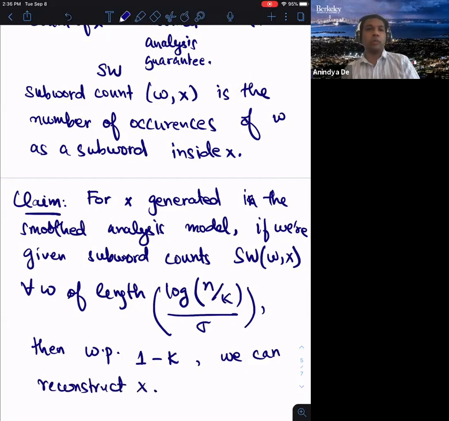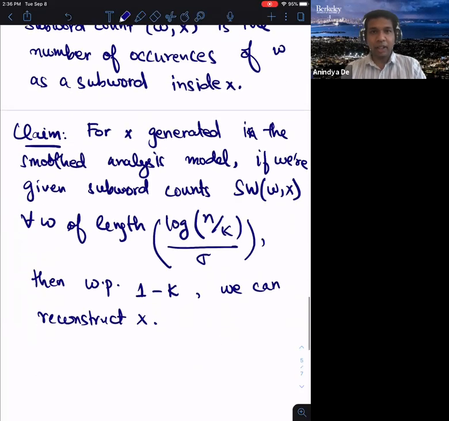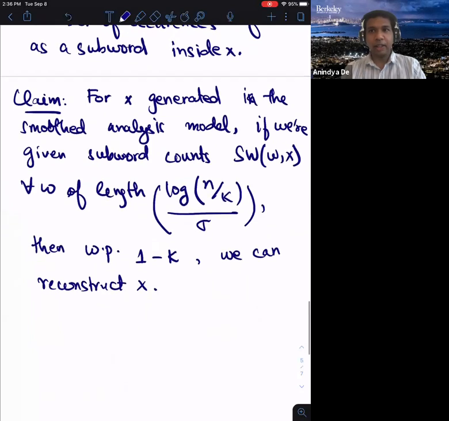So if X was generated by starting with a worst case string and then perturbing every bit with probability sigma, then with probability 1 minus kappa, if I'm given the subword counts of all W's up to length log of n over kappa over sigma. So think of sigma as a constant and kappa also as a constant, like 0.1. If I'm given subword counts of all strings up to order log n, roughly speaking, we can reconstruct X. Okay, this is the first claim.